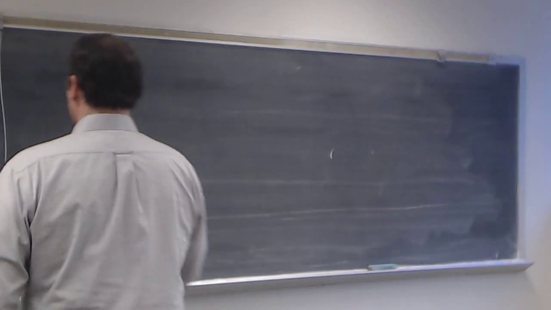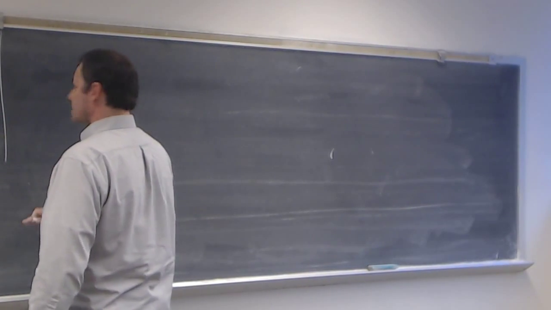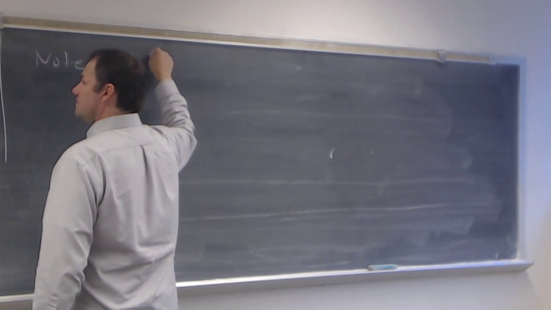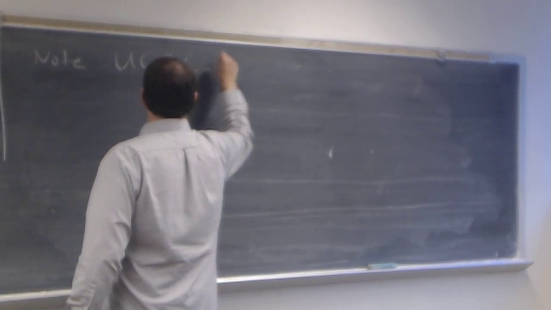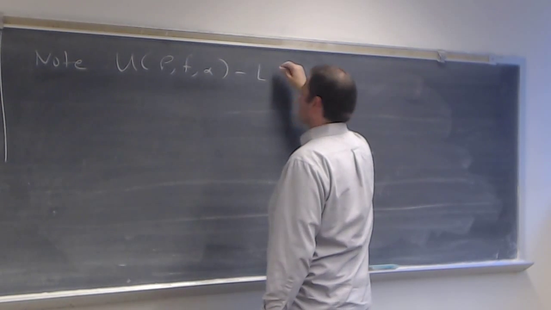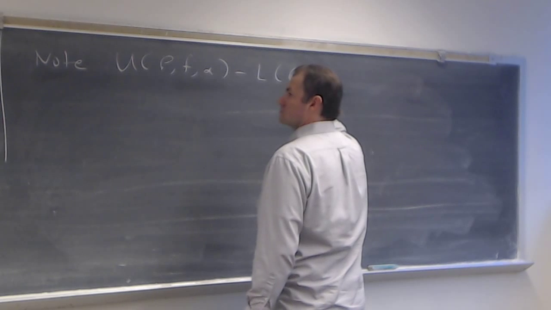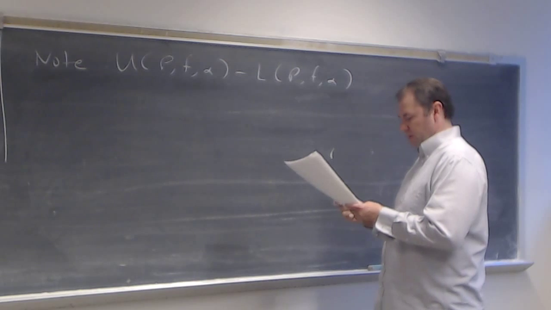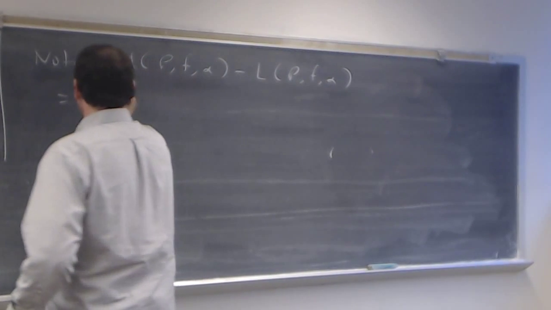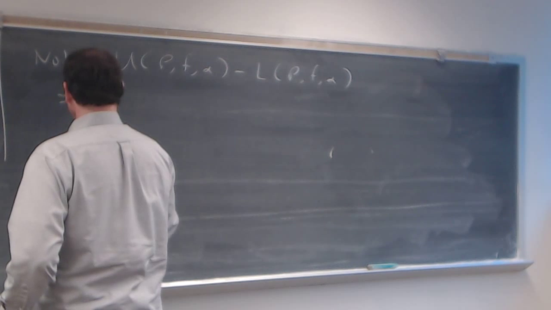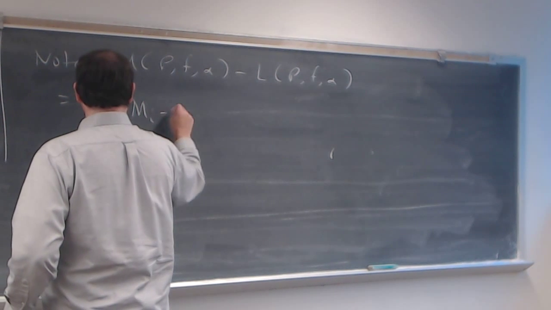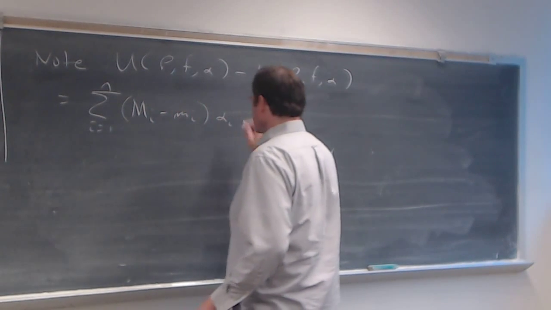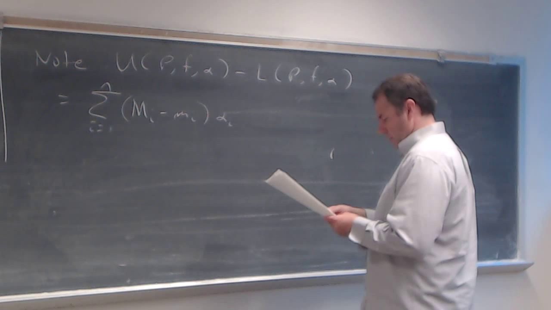Now let's look at the subtraction between the upper sum and the lower sum. So the upper sum minus the lower sum. We know that that's less than epsilon, but what's it equal to? It's equal to the sum as i runs from 1 to n of the maximum value minus the minimum value times delta alpha sub i.